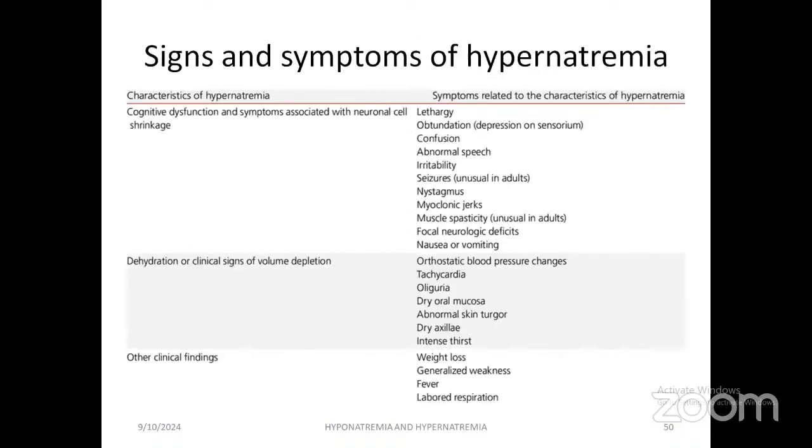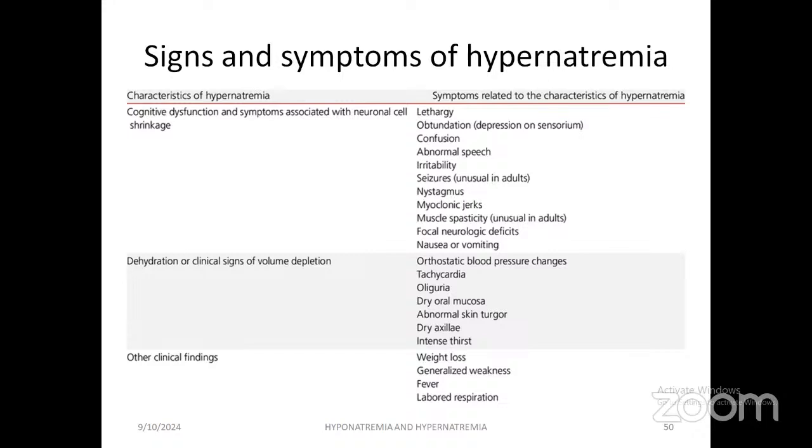Coming to signs and symptoms of hypernatremia, they depend on the characteristics of the hypernatremia. If there is any cognitive dysfunction and symptoms associated with neural cell shrinkage, patients may have symptoms like lethargy, confusion, irritability, seizures, myoclonic jerks, and focal neurological deficit.